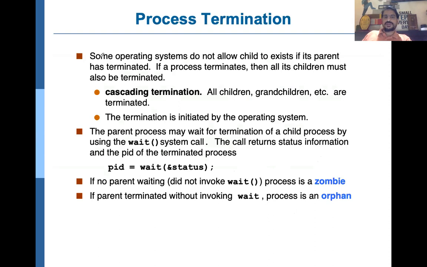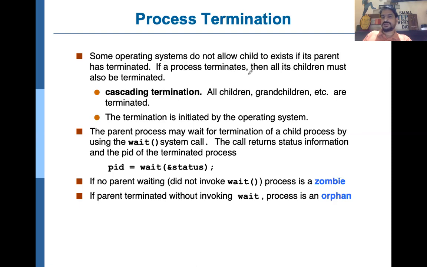So the process termination will be done. Some operating systems do not allow a child to exit if its parent has been terminated. Let's say a child is running and the parent is terminated. So some operating systems do not allow the child to exit. Why? Because its parent is already not there.